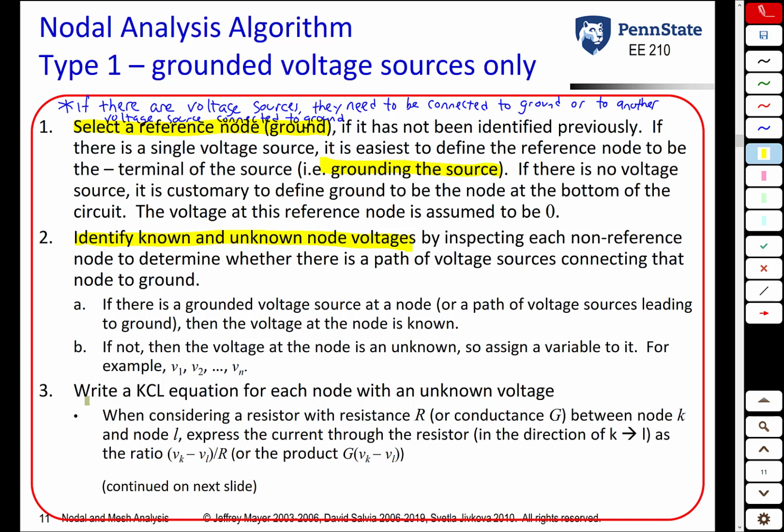Third step is for every node with an unknown voltage, you write a KCL equation. You sum the currents leaving that node.